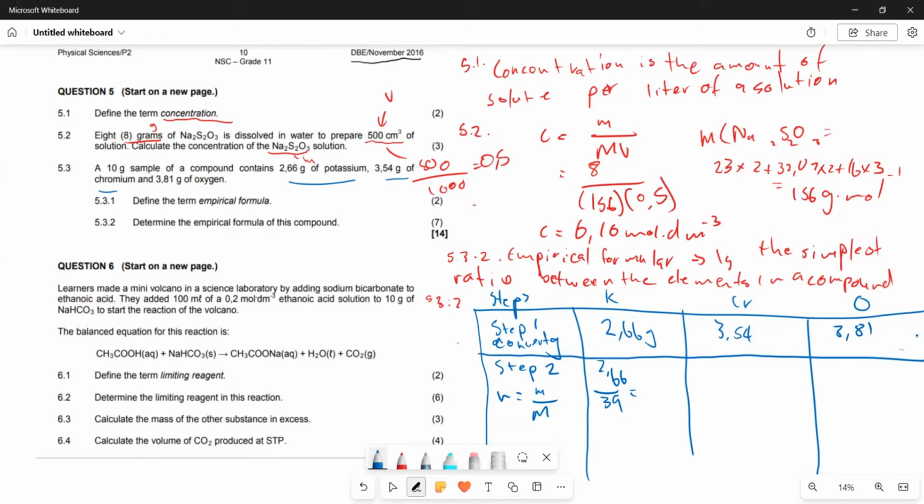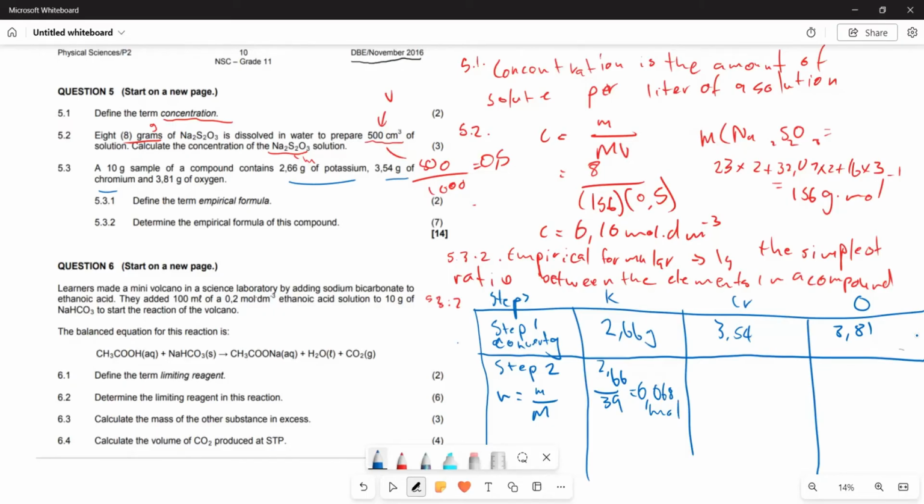Now remember, let's just verify. Yes, this is going to be 39. And now when you say 2.66 divided by 39, what is it that you're going to find? This is going to be the same as 0.068 mole.